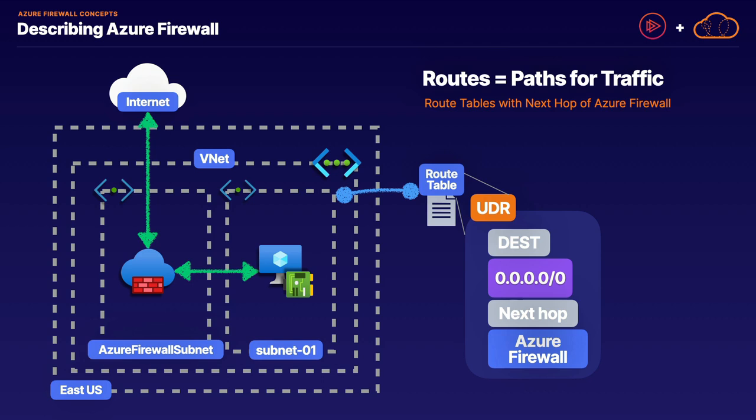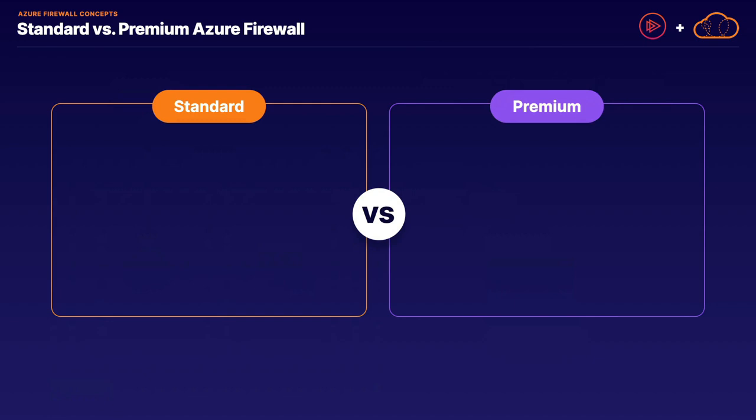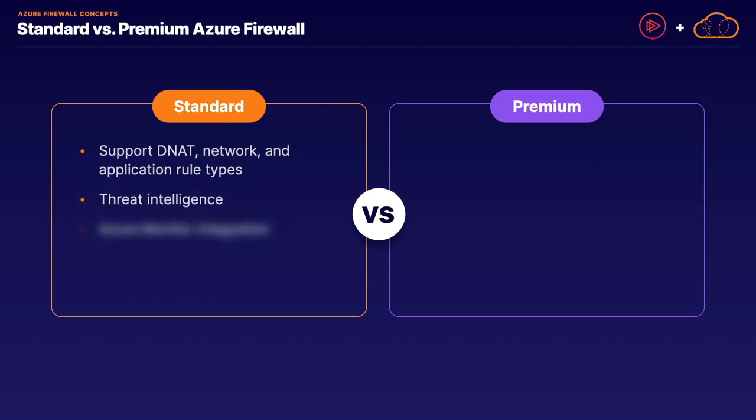Now that we have a good conceptual understanding of how Azure Firewall works, let's actually talk about the different SKUs that we have for Azure Firewall. We have Standard and Premium, and each of these provides different functionality for our Azure Firewall. The Standard provides us DNAT, network, and application rules. It also provides threat intelligence and the capabilities for Azure Monitor integration to monitor our Azure Firewall resources. It also provides FQDN support for fully qualified domain names.